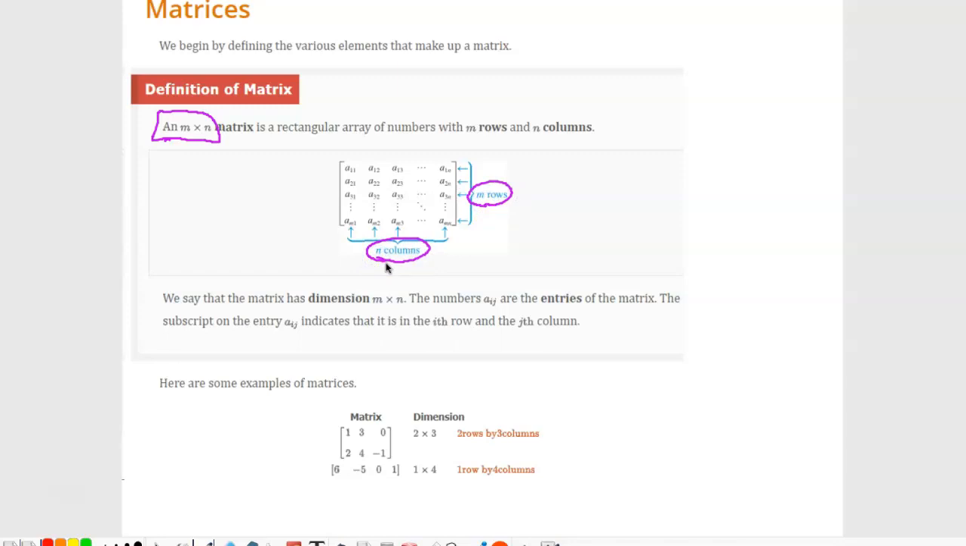So for instance, I have some examples down here. Here's an example. I've got two rows: row 1, row 2. And it actually has 3 columns: column 1, column 2, column 3. So this is a 2x3 matrix. That's the size of it. This next example here is 1 row, but it has 4 columns. So that's a 1x4 matrix. You do need to know the size of the matrix. Again, it goes row first and then column.